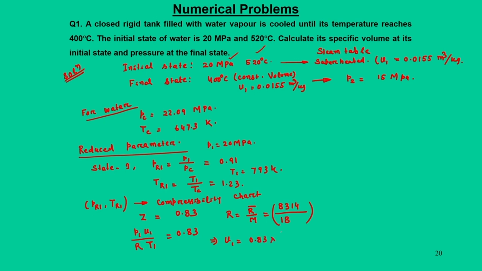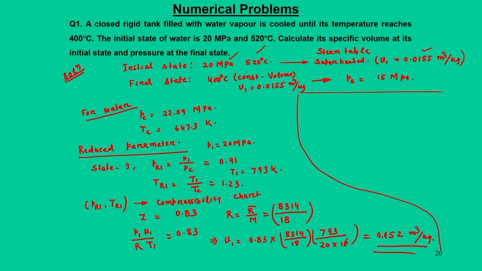0.83 into 8314 by 18 into 793 divided by 20 into 10 to the power 6, and that number is 0.0152 meter cube per kg, whereas our steam table data was 0.0155 meter cube per kg. So, this was done for PR1 and TR1.